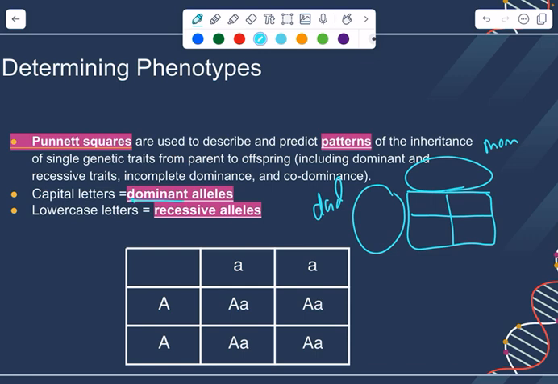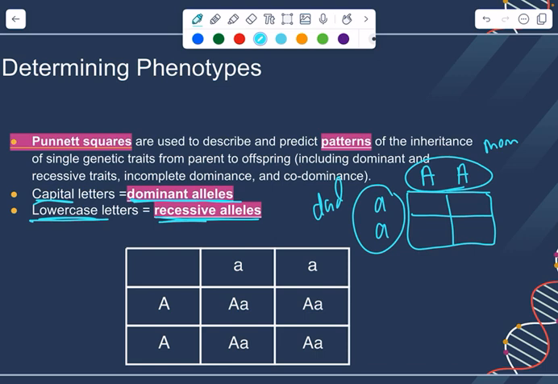Now remember, dominant alleles are represented by capital letters, recessive alleles are represented by lowercase letters. So let's say, for example, that mom is homozygous dominant for hair color or whatever we're talking about. If she's homozygous dominant, I'm going to give her 2 capital letters. And then let's say that dad is homozygous recessive for something. So he gets 2 lowercase letters.